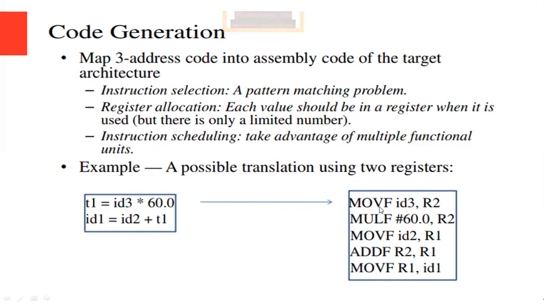So here the move function, id3 comma r2. So what is id3? id3 is rate, right? So that rate is moved to r2. We are using this type of syntax in assembly level language. So rate is moved to r2, and we are multiplying r2 into 60 and moving that particular value into r2.